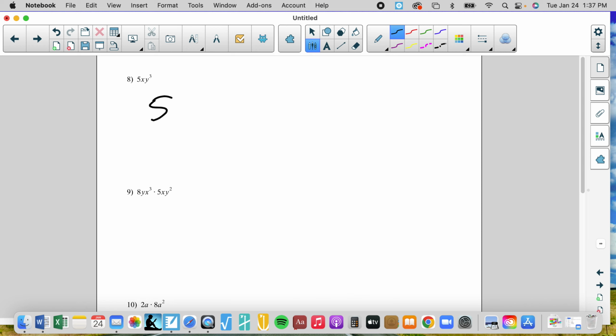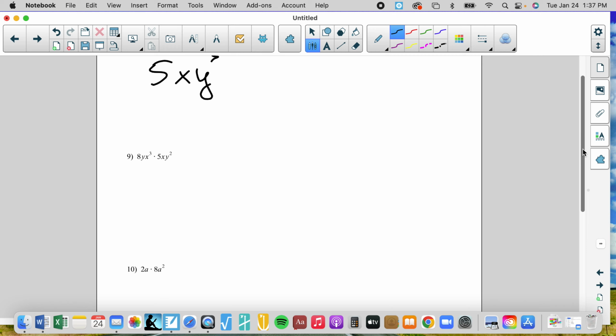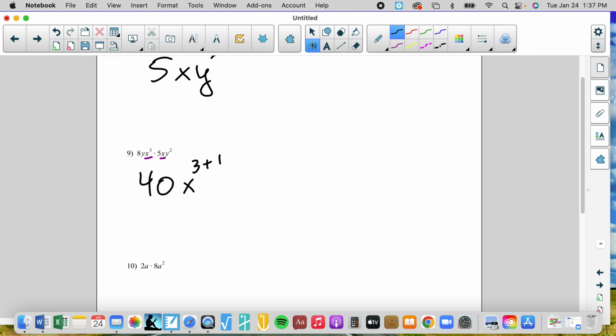This one is a bit of a trick question. It's a weird one. It's already simplified. We can't do anything else. 8 times 5 is 40. Here's a little trick again. We have our x and our x. That's x to the 3rd plus 1. And then we have y to the 1st and y to the 2nd, which gives us y to the 1 plus 2. So our answer is going to be 40, x to the 4th, y to the 3rd.